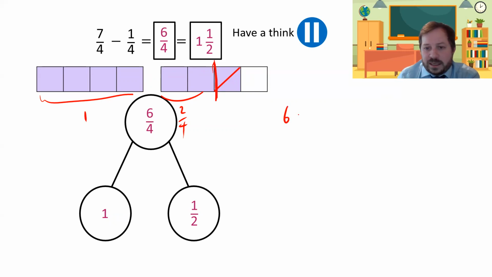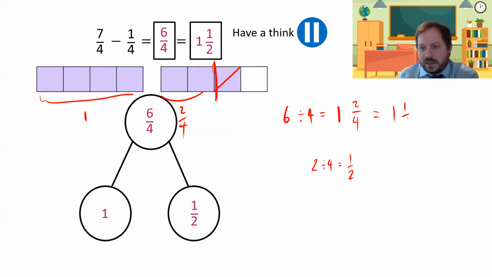You could do it as 6 divided by 4 equals 1 with 2 left over. 2 quarters is an equivalent fraction. 2 divided by 4 even is a half. So that's the same as a half there. Or you can do 4 divided by 2. You just know that both of these can be divided by 2 to get to this one. Like that. And that's the reason why all of this works.